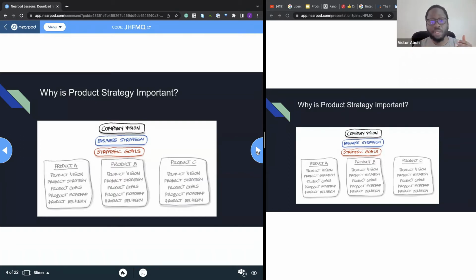And then what we do, and that's the job of the CEO, is to set that company vision with the directors. Then we start to break that vision down into business strategy and strategic goals. And then what we see here is that you might have multiple products, and so this is more for bigger companies.